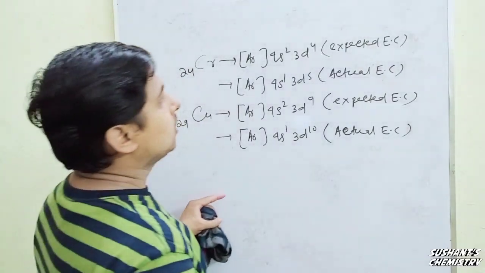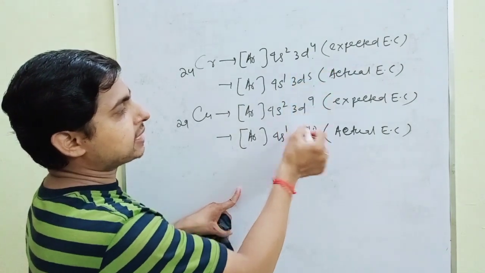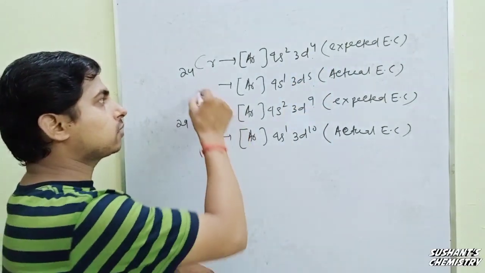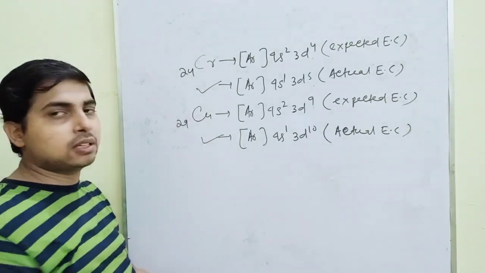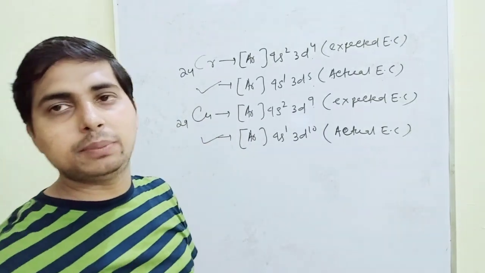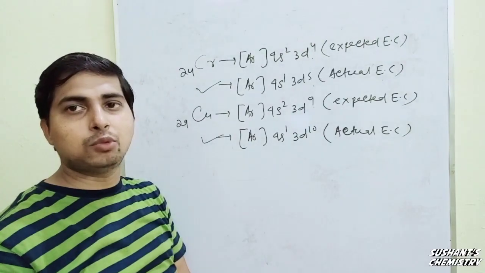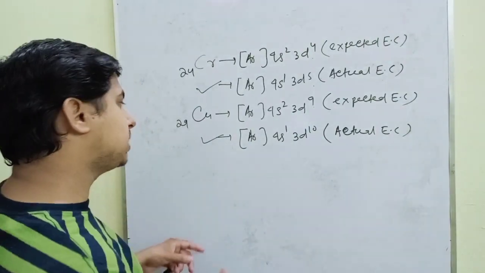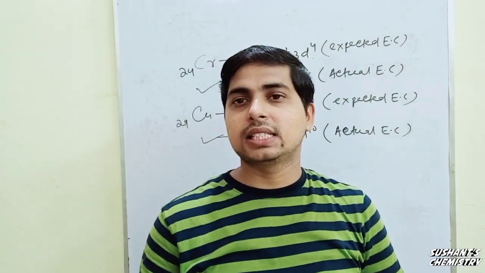Okay. Expected, actual, expected, actual. This is the actual configuration of chromium and copper. This can be explained on the basis of half filled and fully filled electron configuration. The half filled and fully filled configurations are more stable due to the symmetrical distribution of electrons and large exchange of energy.